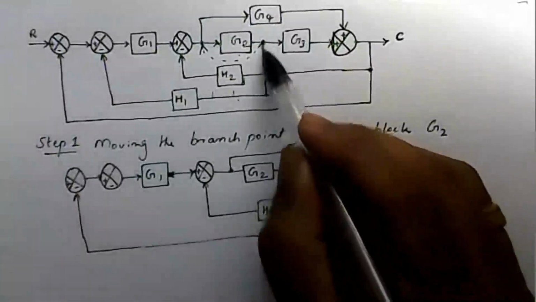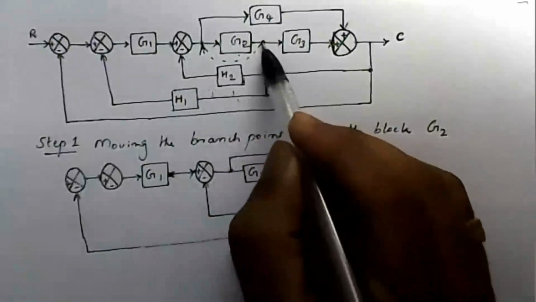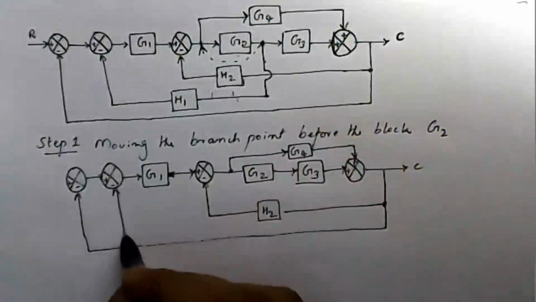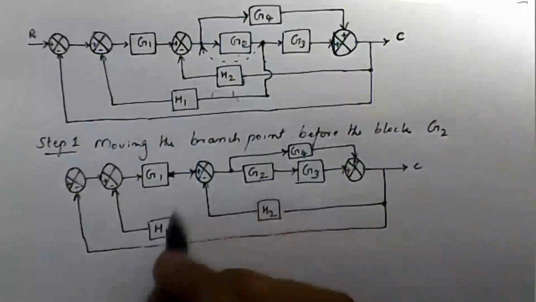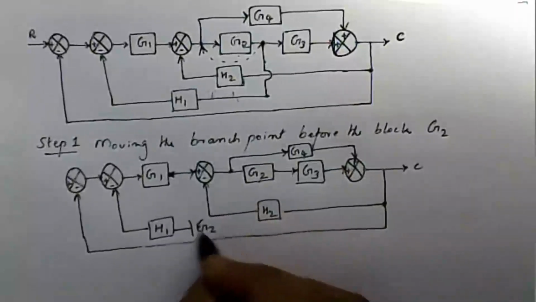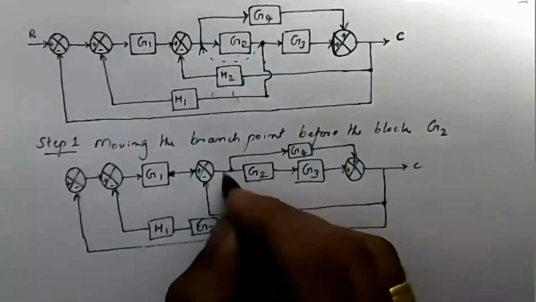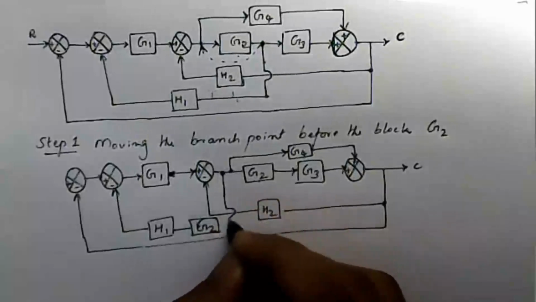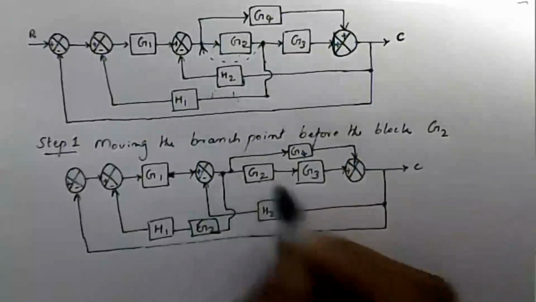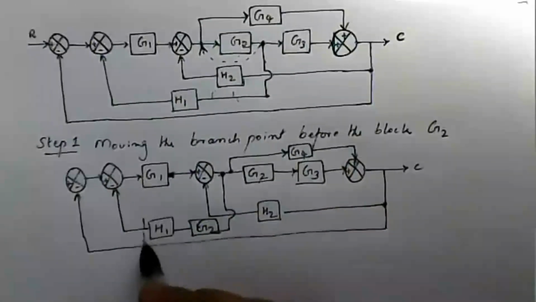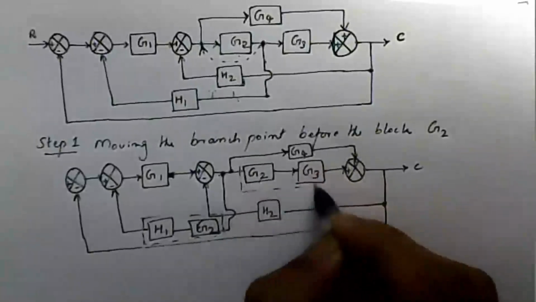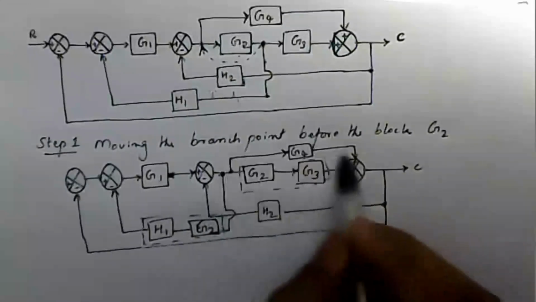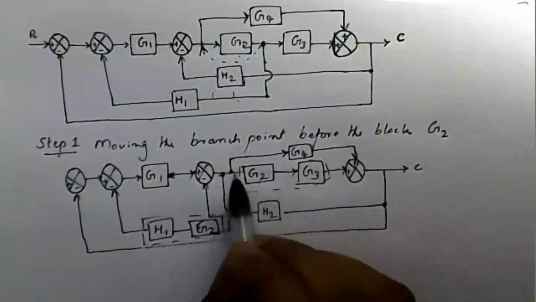Here this branch point is moved before the block G2. So the feedback branch becomes, already there is an H1 gain here. This gain is added in this block G2. This point is moved here. Now these two blocks are in cascade, and this is the parallel path, because these two are forward paths.